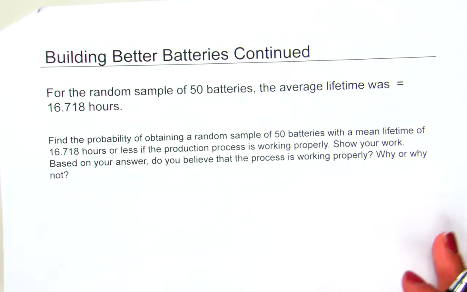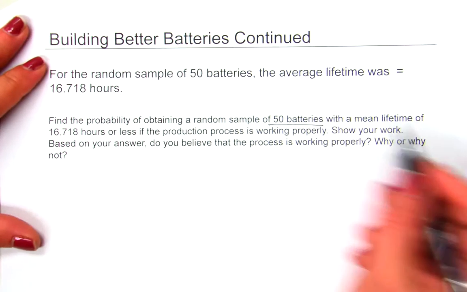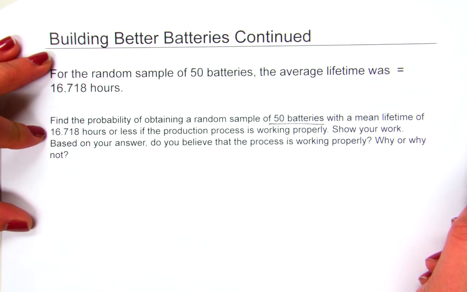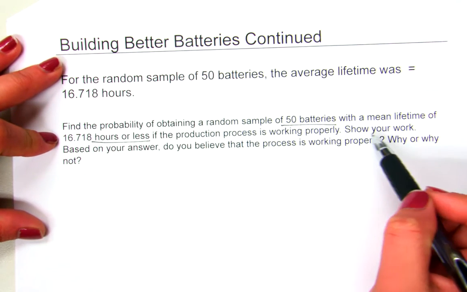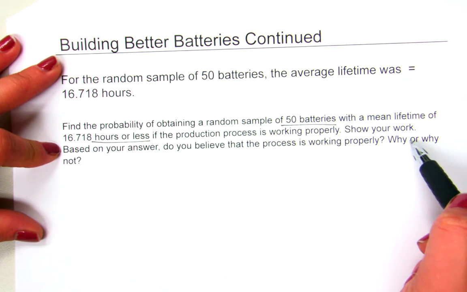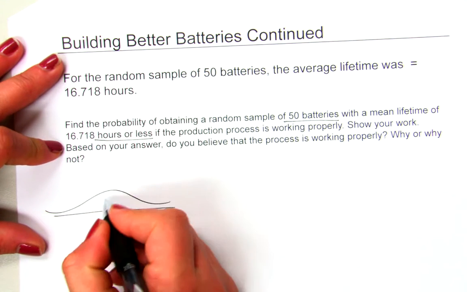Alright. Here we go. Now it starts to get interesting. Number 16. Find the probability. It is simple. For a random sample of 50, the average life was 16.718, which is what we got on the other one. Find the probability of taking a random sample of 50 batteries with a mean lifetime of 16.718 hours or less, if the production process is working properly. Based on your answer, do you believe the process is working properly? Why or why not? Okay. So let's make the curve.